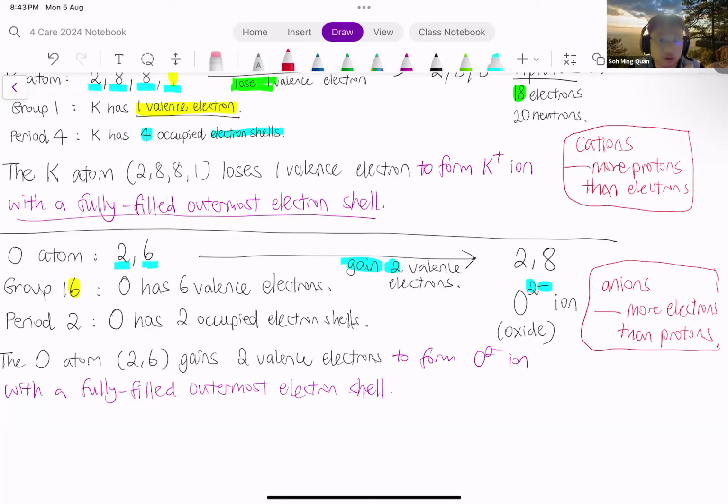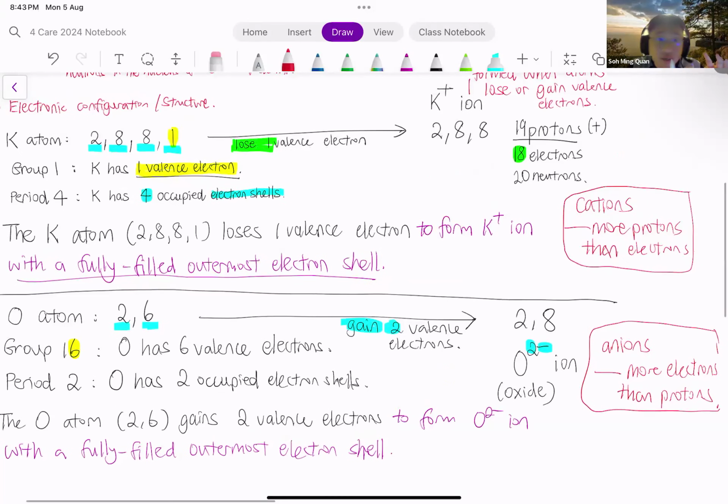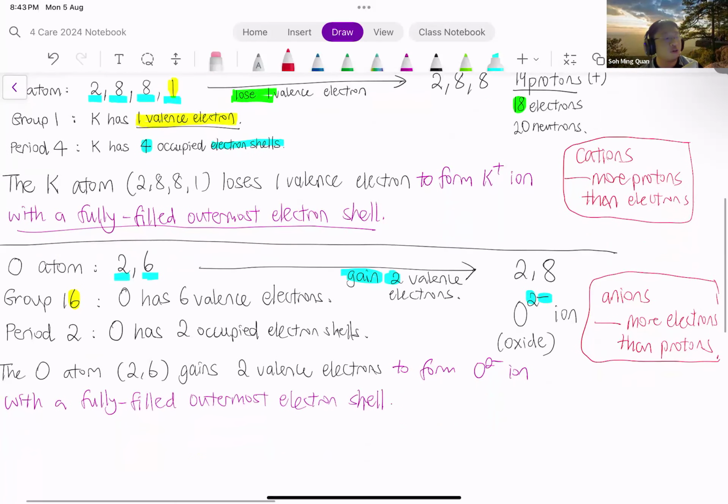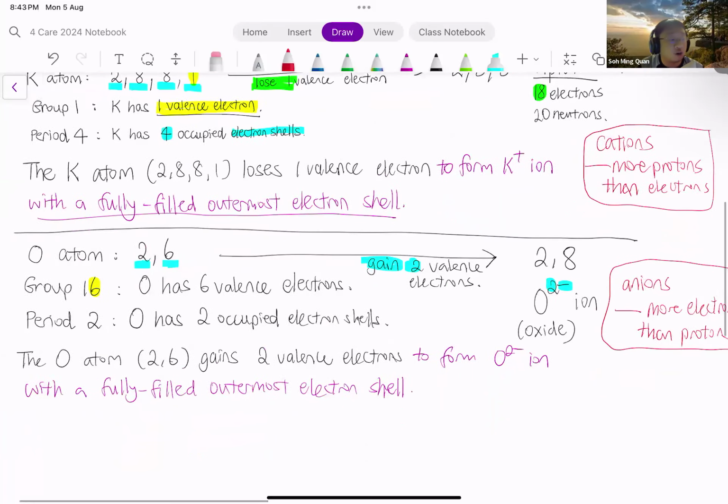and electrons. So just to recap: atoms, protons and electrons are the same. Cation, protons more, plus. Anion, electrons more, so it's a minus charge. Now, next thing, we can also generalize using potassium and oxygen.